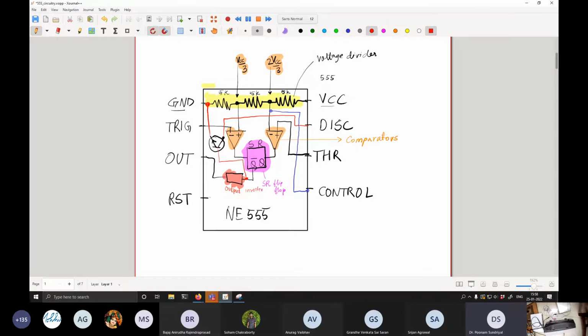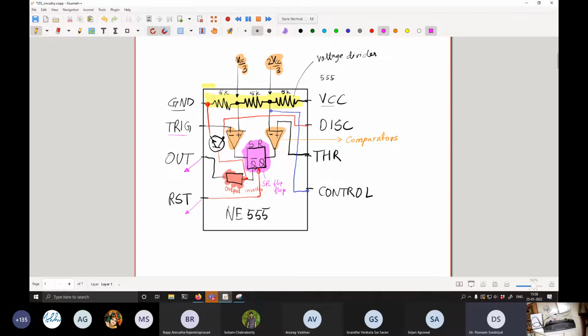And this reset pin is connected to the SR flip-flop. The control pin is connected to the 2/3 voltage reference point. So from this entire circuit, what can you conclude? The output pin is where you take the output. The reset pin, if you put it to ground, then this entire 555 will reset. That is why it is called a reset pin.